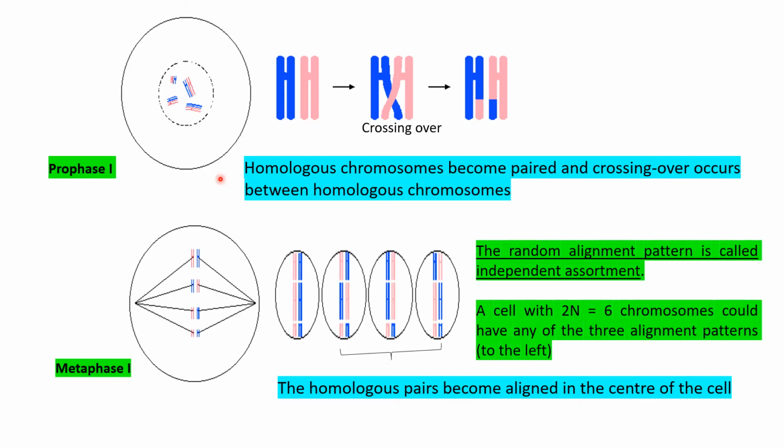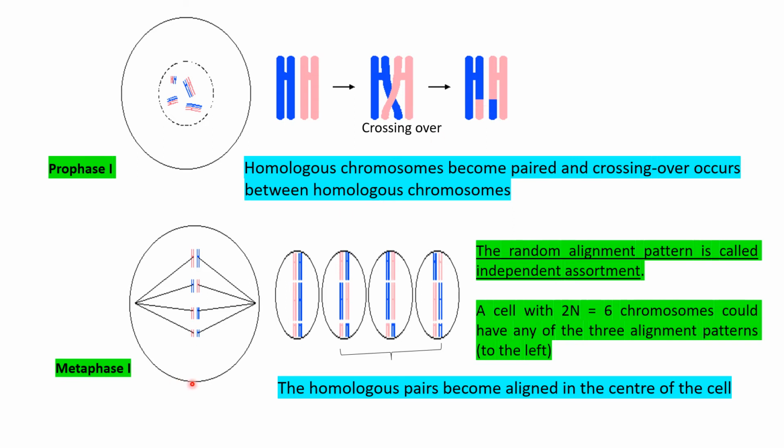This is prophase 1. During prophase 1, homologous chromosomes, that is similar chromosomes, become paired, and a process known as crossing over occurs between the homologous chromosomes. So these are homologous chromosomes pairing and crossing over is occurring at this point, and you can see what it led to.